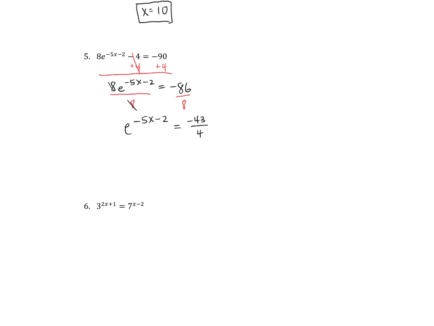So identify the base. The base is e. Since the base is e, we want to use natural log. So it'll be the natural log base e of negative 43 over 4 is equal to negative 5x minus 2. Whenever you're solving problems here, you want to kind of pay attention when you have a log or natural log, what you're taking the log of. So here, I'm trying to take the natural log of a negative 43 over 4.